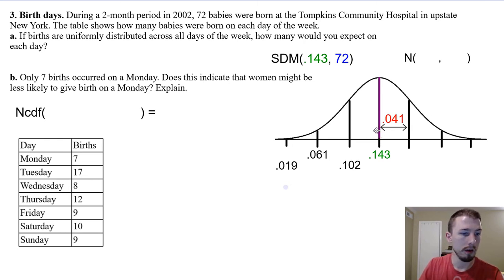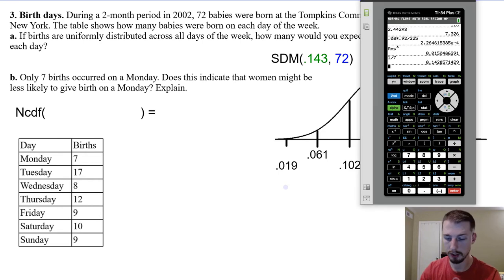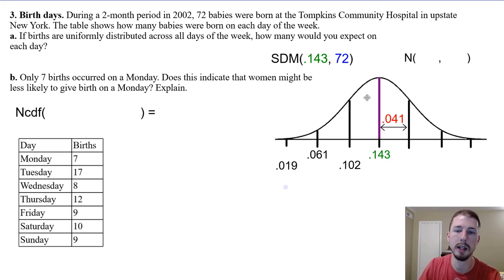All right. Only 7 births occurred on a Monday. Okay, well, what is 7 out of 72? So that's the question we have. So 7 divided by 72, because we're going to be dealing with proportions. Instead of doing a binomial with expected amounts, we're going to convert everything to proportions, because that's what we're doing for this unit. All right, so 9.7%. So 9.7% out of our sampling distribution model, is that considered unusual? Is that more than 2 standard deviations away from the mean? That would be what we would consider unusual.